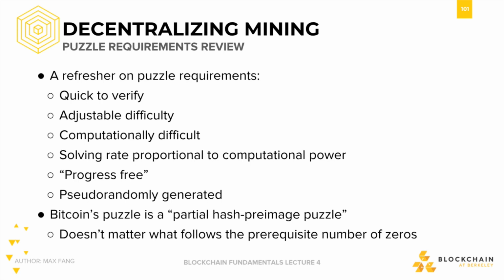A quick reminder: Bitcoin's puzzle is a partial hash pre-image puzzle. You can ignore all of those words and just remember that really we're looking for some hash that starts with some prerequisite number of zeros. I'm just plugging numbers into a formula and hoping that what I get out on the end is led by some number of zeros.